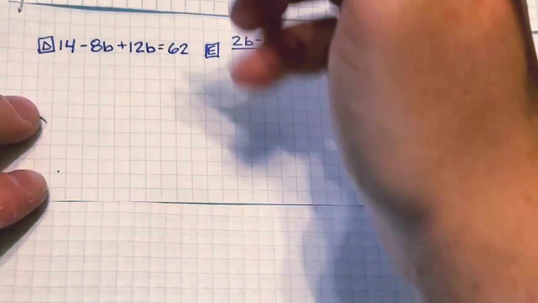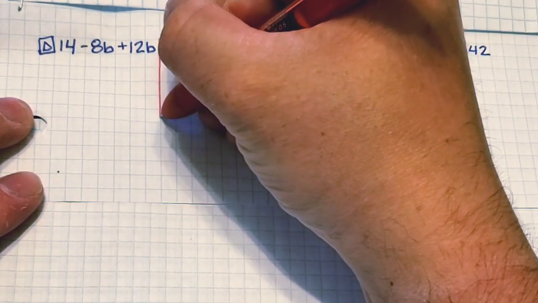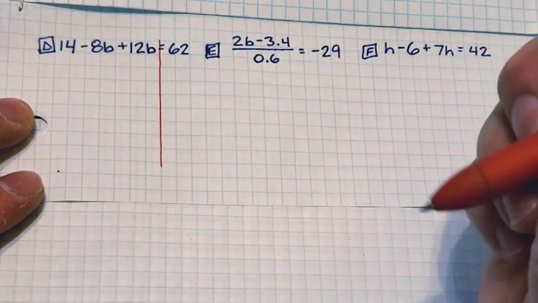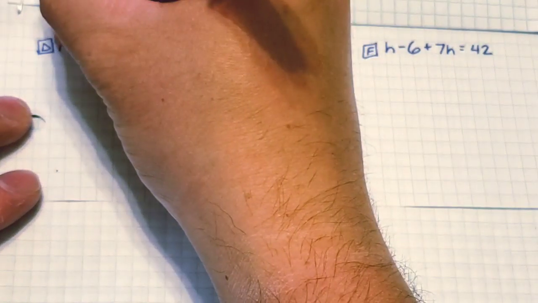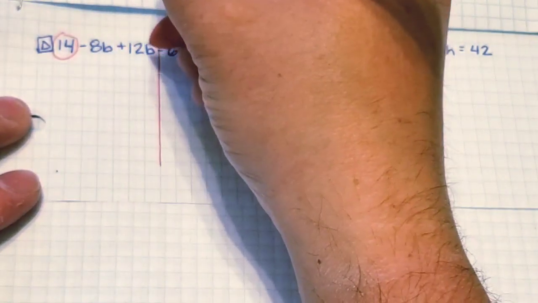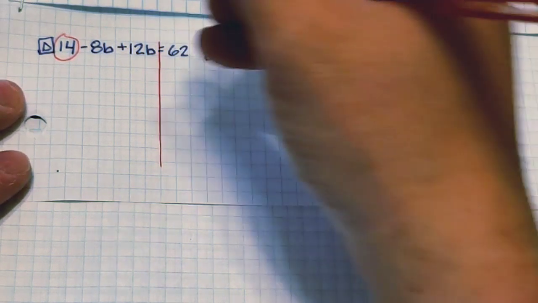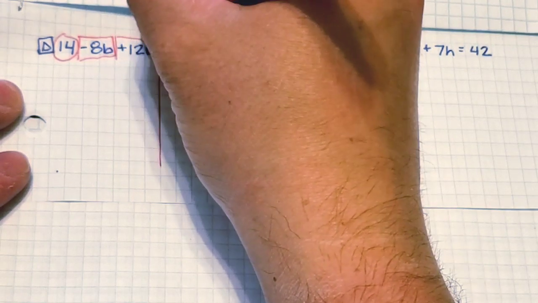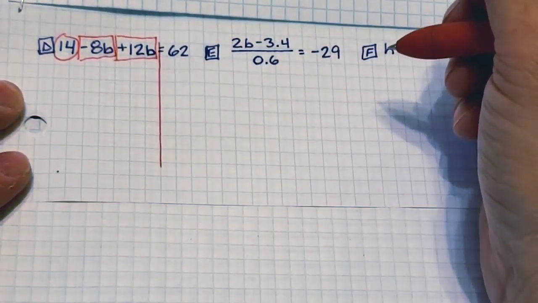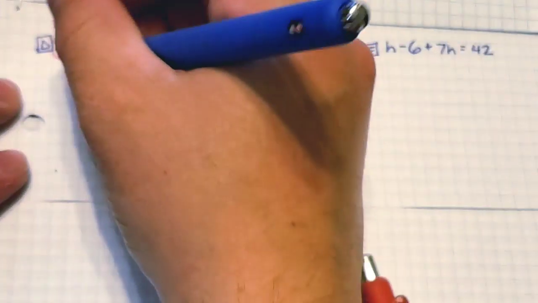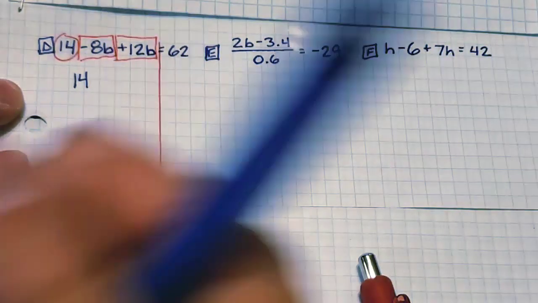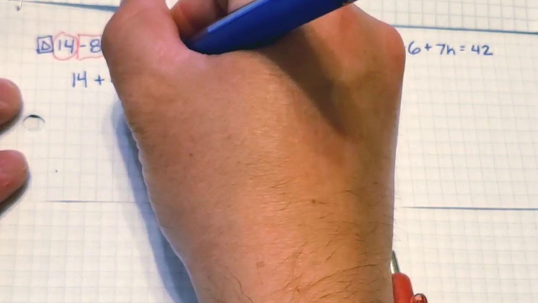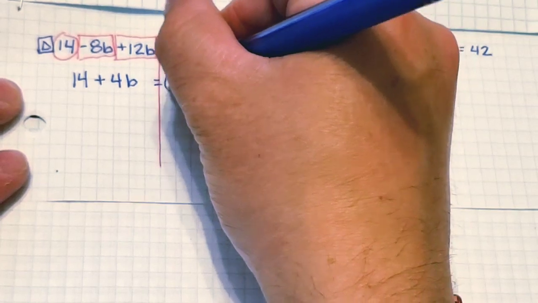All right, letter D. 14 minus 8b plus 12b equals 62. All right, we should be getting the hang of this now. The 14, is there anything on this side that the 14 can combine with? No. All right, what about this negative 8b and this positive 12b? Can they go together? Yes. So bring down your 14. Negative 8b plus 12b would be positive 4b. Bring down your 62.